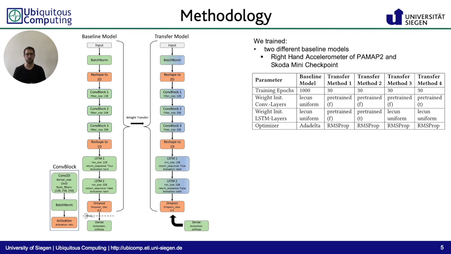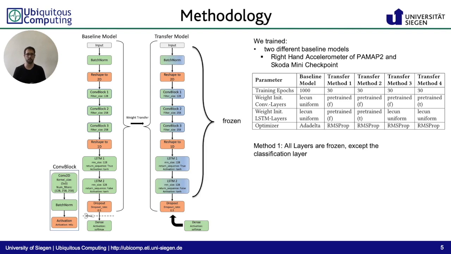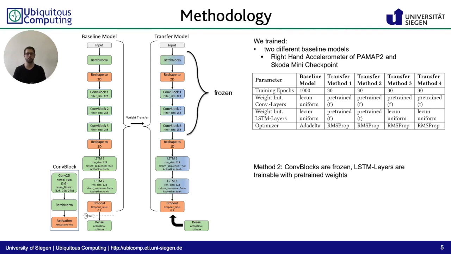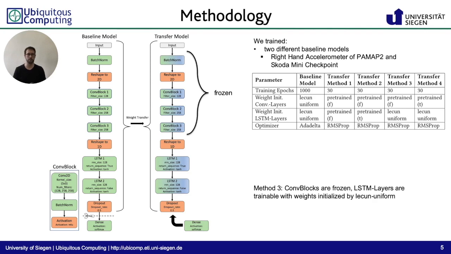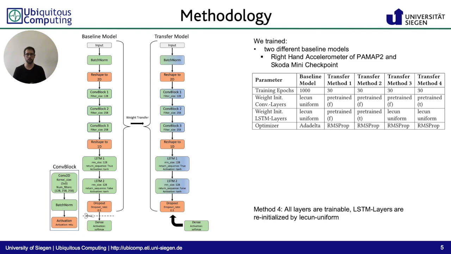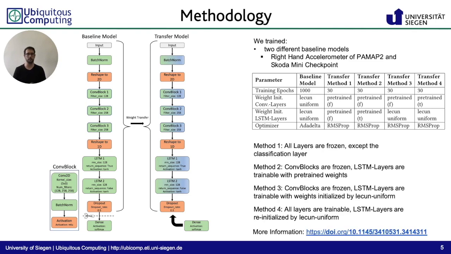For every transfer, we replaced the classification layer with a new untrained one. The 4 methods are: first, freeze all layers except the classification layer. Second, freeze all convolutional blocks but leave the rest trainable. Third, similar to method 2 but reinitialize the LSTM layers with the default initialization algorithm. Fourth, leave all layers trainable. For more details, please have a look in the paper.